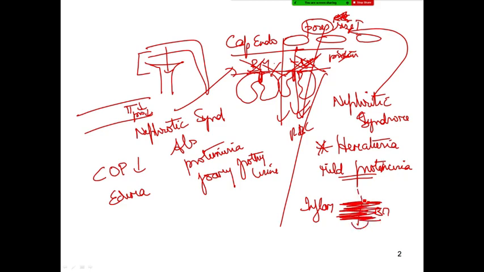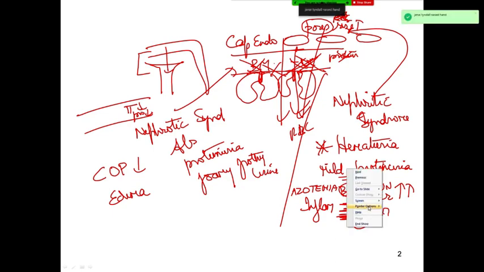So it will not allow which substances to pass from the blood? Urea and creatinine. So their levels will increase in the blood. And what is that called? Azotemia. Good, azotemia. And it can lead to uremia as well, which is end-stage renal disease.